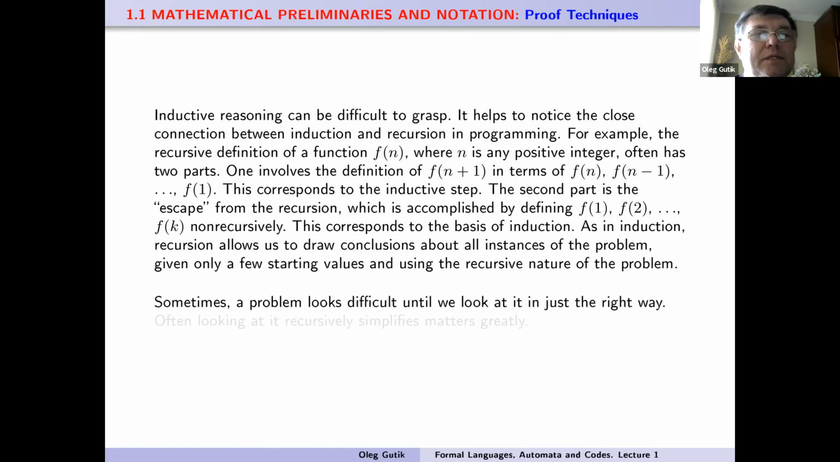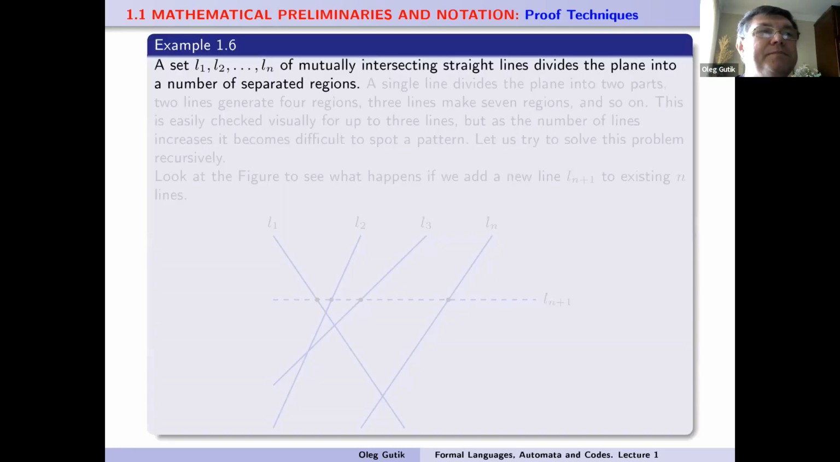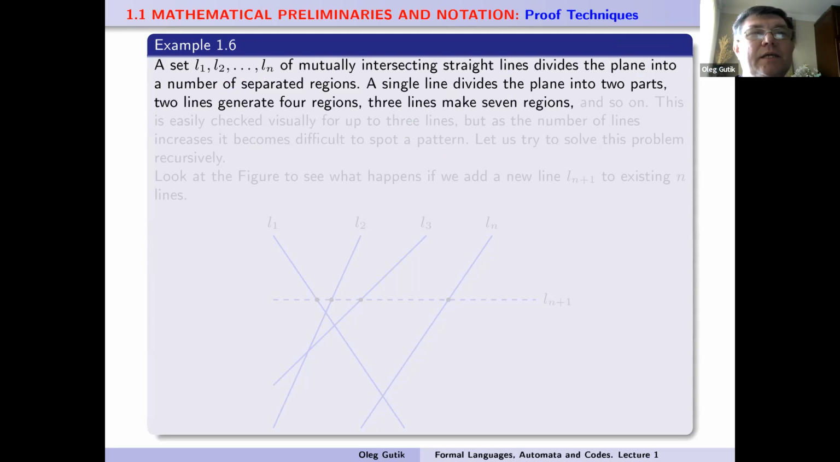Sometimes a problem looks difficult until we look at it in just the right way. Often, looking at it recursively simplifies matters greatly. Example: a set L1, L2, and so on, Ln of mutually intersecting straight lines divides the plane into a number of separated regions. A single line divides the plane into two parts. Two lines generate four regions. Three lines make seven regions, and so on.